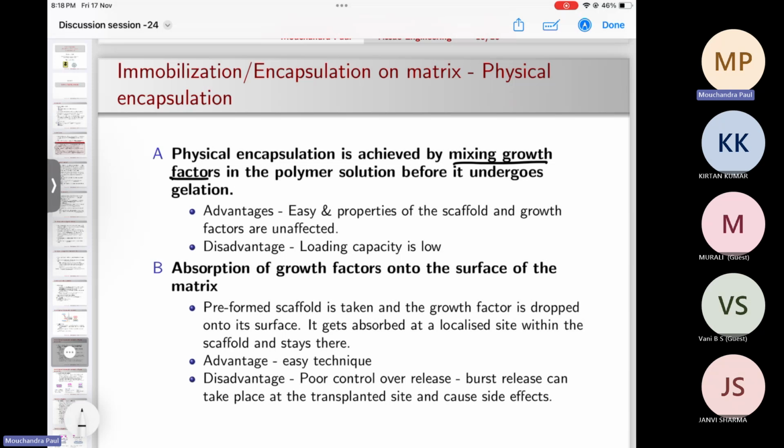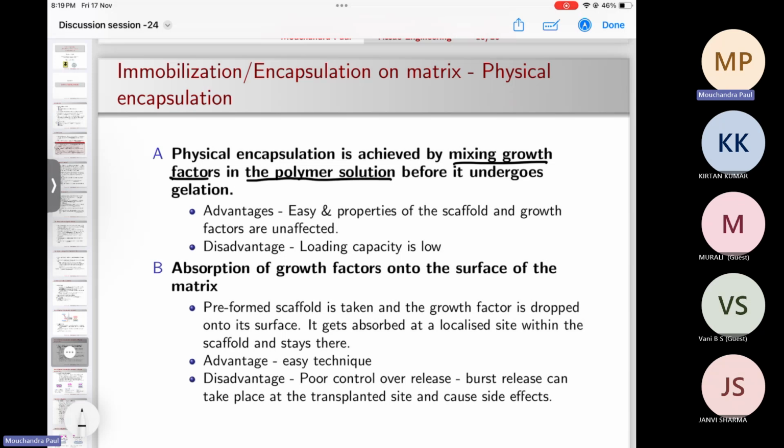It usually is in liquid form, and then you basically mix it into a polymer solution. You have to do it when the polymer is in liquid state. After it becomes a gel-like structure, meaning after it becomes a hydrogel, you cannot do that. So there are advantages: as easy as it sounds, it is that easy.